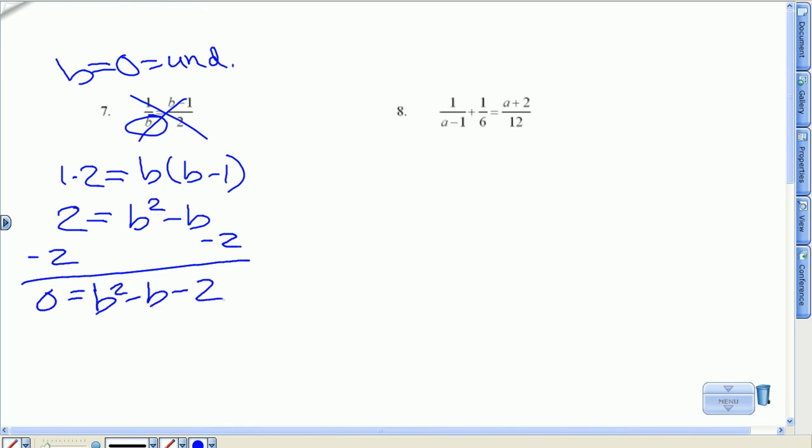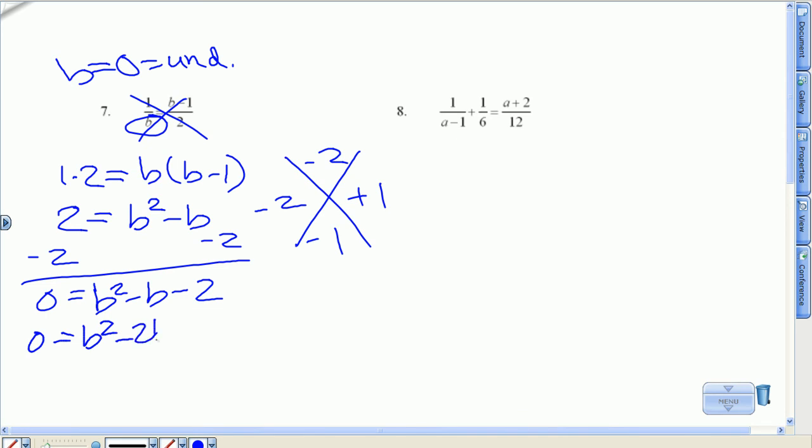We haven't seen a factoring problem in a little while. Let's make our puzzle here. This is a trinomial. A times c is 1 times negative 2. B is negative 1. Factors of negative 2 that add up to be negative 1 are negative 2 and positive 1. So this becomes b squared minus 2b plus b minus 1.